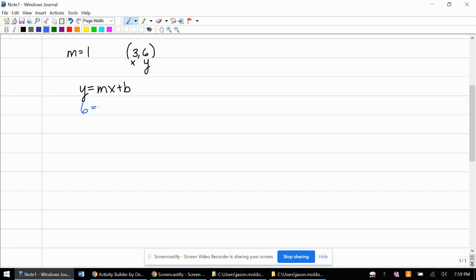So we've got 6 equals 1 times 3 plus b. 6 equals 3 plus b. And we're going to move the 3 to the other side by subtracting. And we have b equals 3.